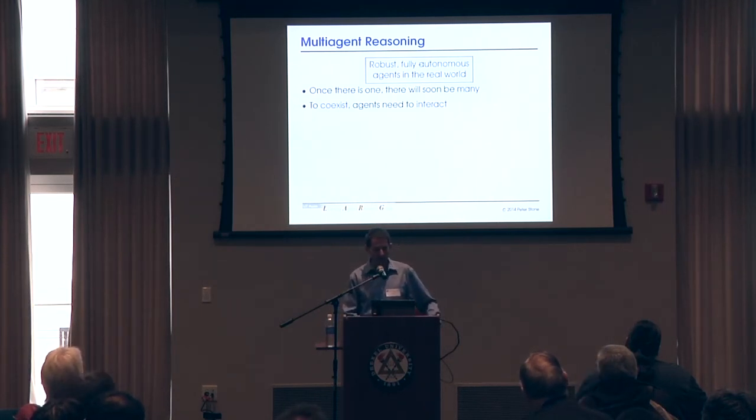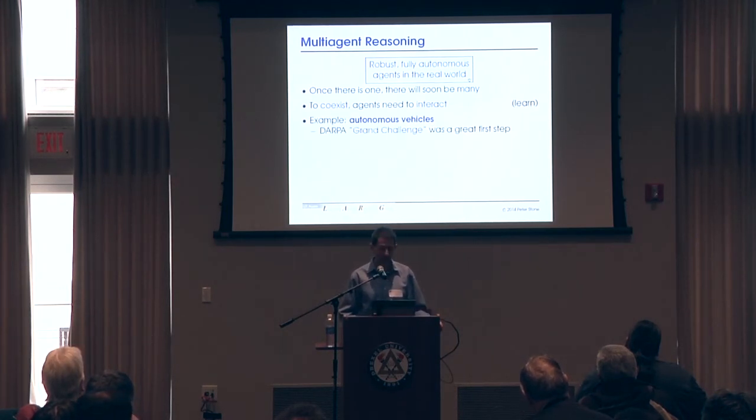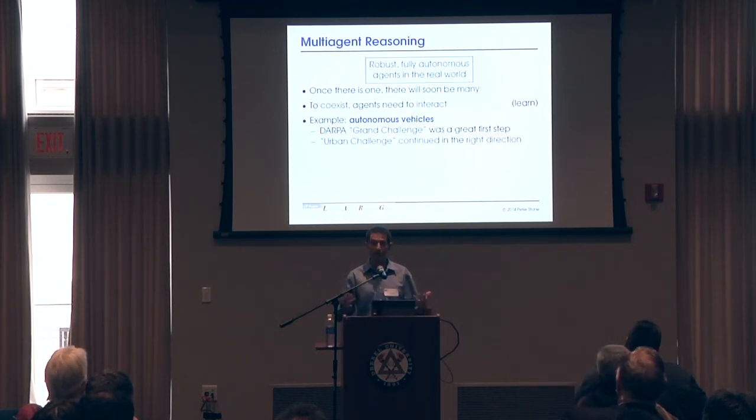So first of all, I mentioned that a high-level goal of AI is robust, fully autonomous agents that work in the real world. And the key observation is once there's one, there will be many. If you have your autonomous car, so will the neighbors. And to coexist, these agents are going to need to interact or learn. I showed some videos previously of the DARPA Grand Challenge and the Urban Challenge. It's clear to me that autonomous cars are in our near future. So we've spent a bunch of time now thinking about what will be the impacts of autonomous driving on our urban infrastructure.